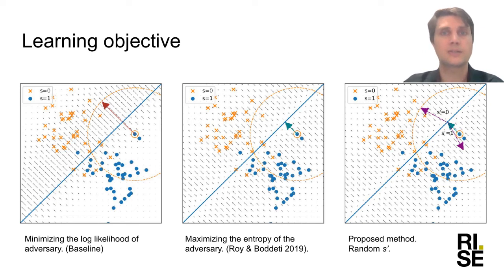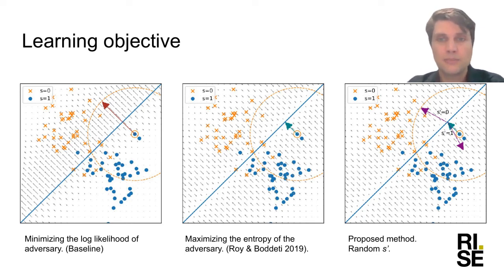The classifier can be seen as the adversary in this case, and we have illustrated with small arrows the gradient for the objective. The leftmost plot shows the case where we're minimizing the log likelihood of the adversary, and this is used as a baseline in our work and is inspired by the work by Huang et al. The circle you see around the highlighted point is the distortion budget. And the arrow is following the gradient as long as it can until it is being stopped by the distortion budget.